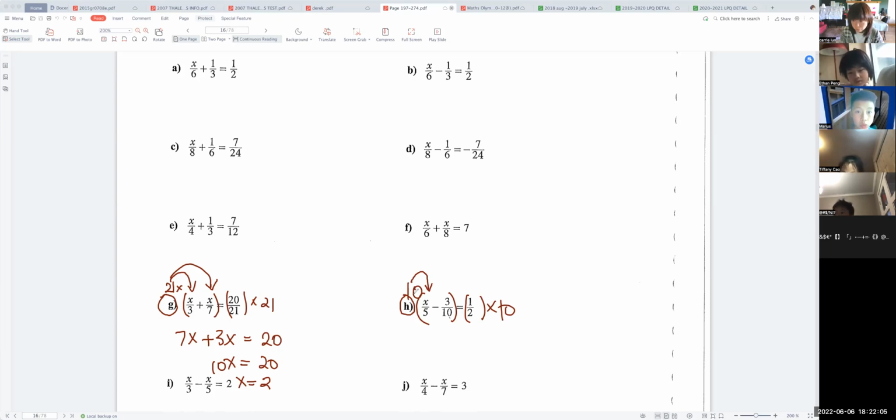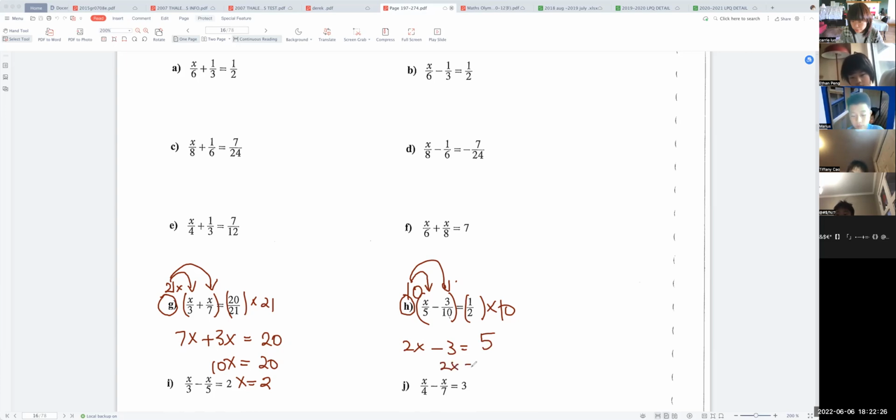Two x. Very good. So 10 times 3 over 10. 3. Very good. So minus 3 equals 1 over 2 times 10 equals what? 5. Very good. So 2x minus 3 equals 5.